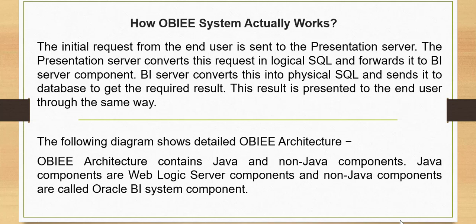The initial request from the end user is sent to the presentation server. The presentation server converts this request into logical SQL and forwards it to the BI server component. The BI server converts this into physical SQL and sends it to the database to get the required result. This result is presented to the end user the same way.